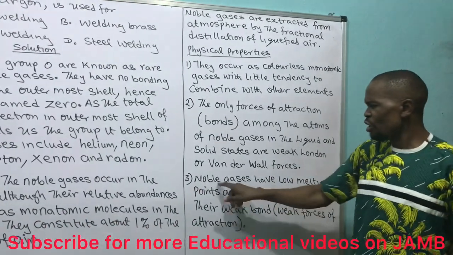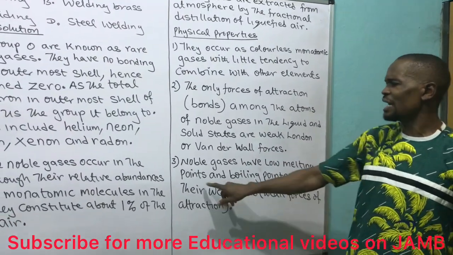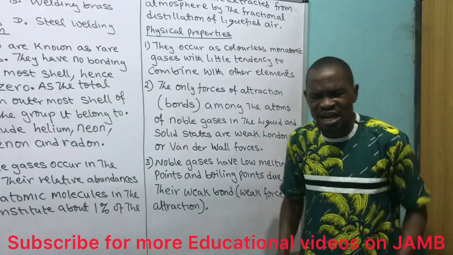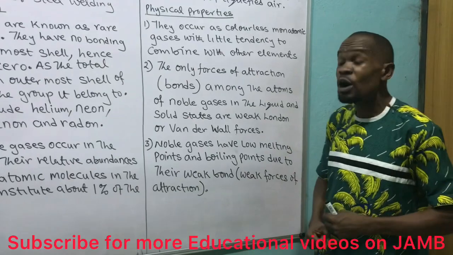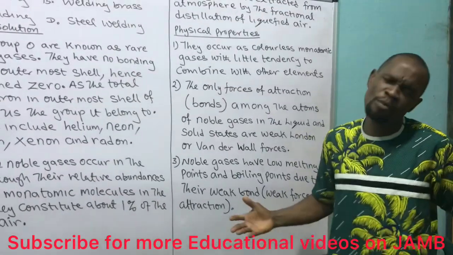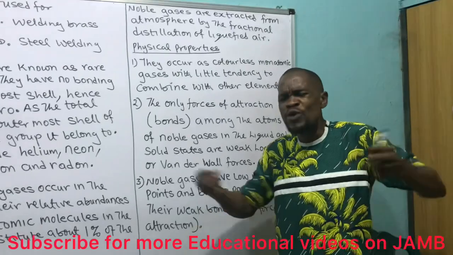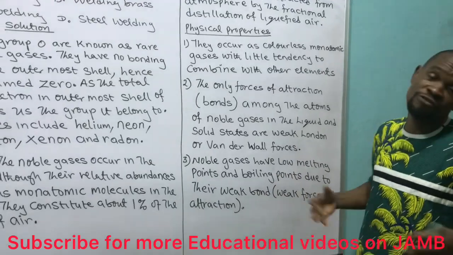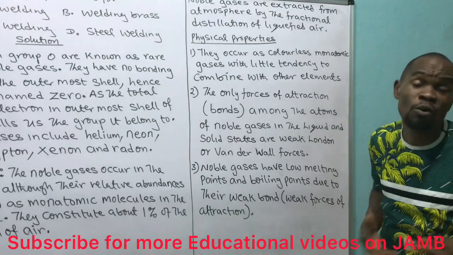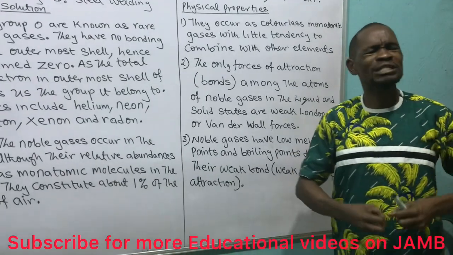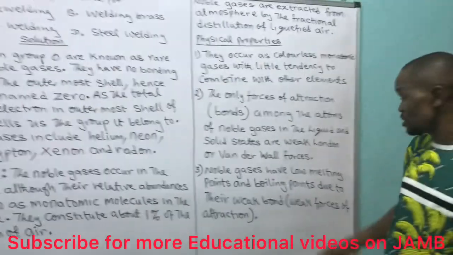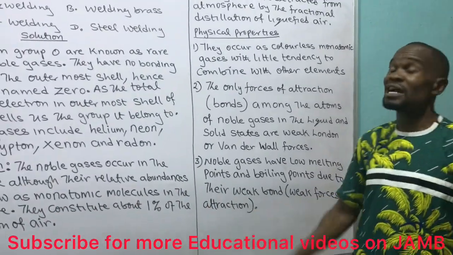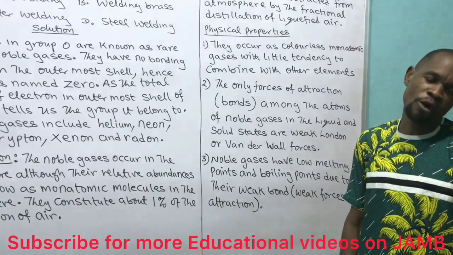Number 3, noble gases have low melting and boiling points. Due to their weak bond, they have low melting and boiling points. Why are they having low melting and boiling points? Because they have weak bonds, which we call weak London or Van der Waals forces of attraction. Their intermolecular forces are weak. Therefore, they have low melting and boiling points. Their weak forces of attraction contribute to their low boiling and melting points.